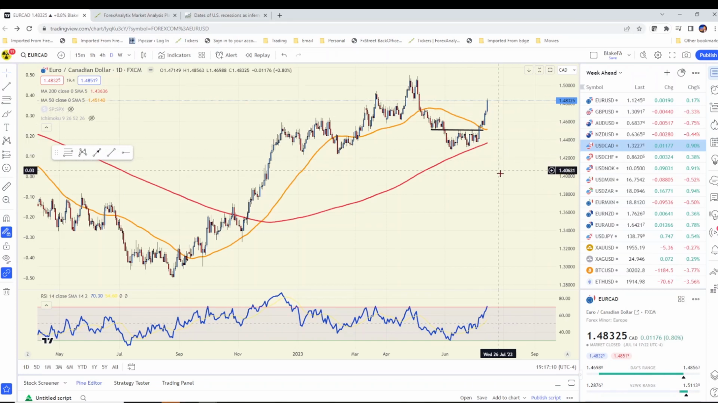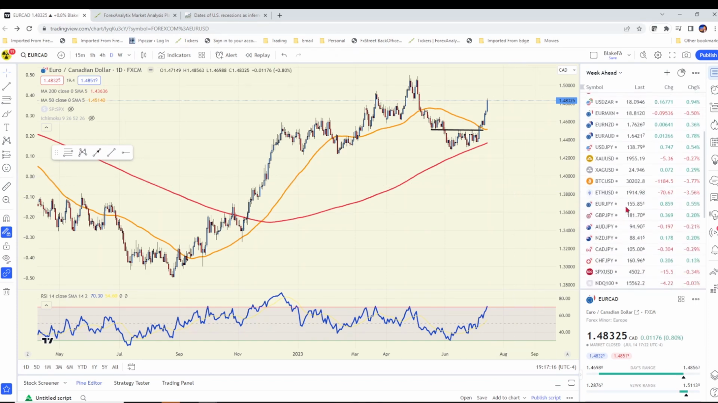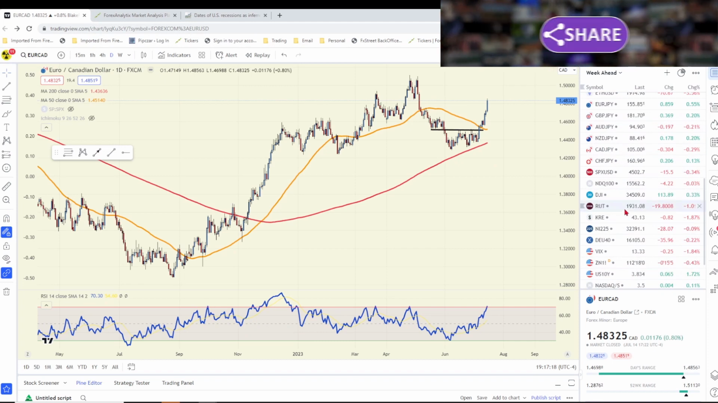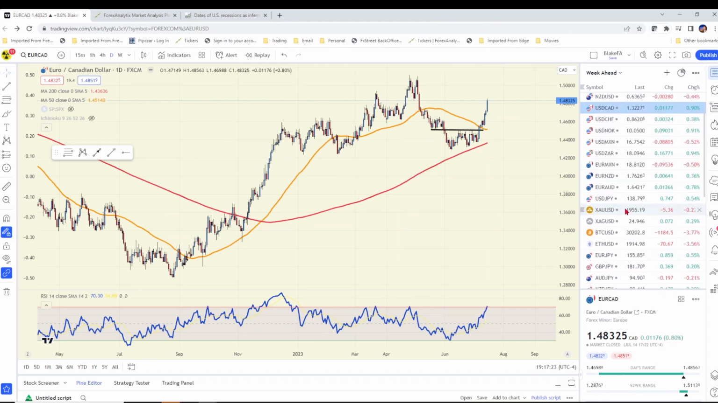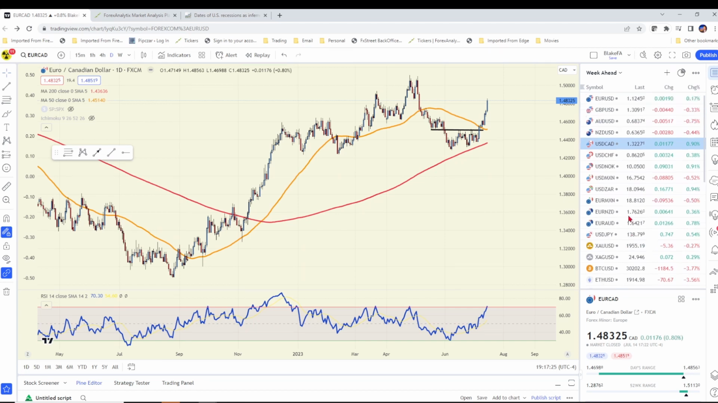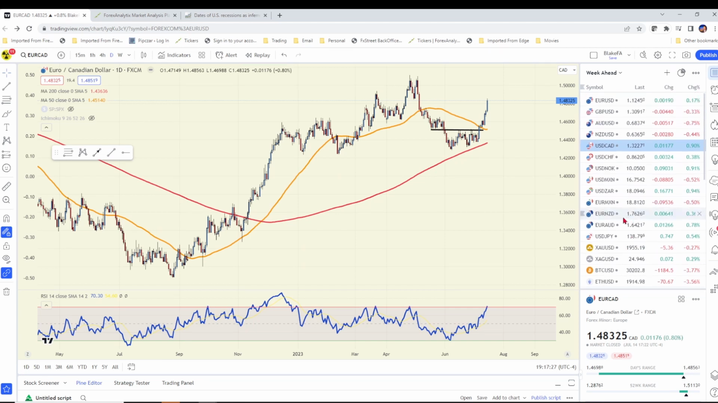So a couple things you should be paying attention to regarding the Canadian currency. Also on Tuesday, we have U.S. retail sales. It's going to be very interesting to see how well the U.S. economy, the consumer, is responding in this higher inflationary type of environment. So that's going to be watched very carefully on Tuesday.